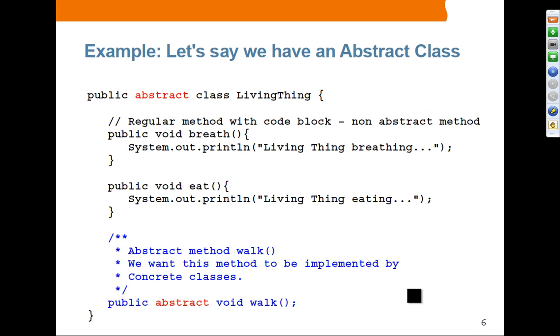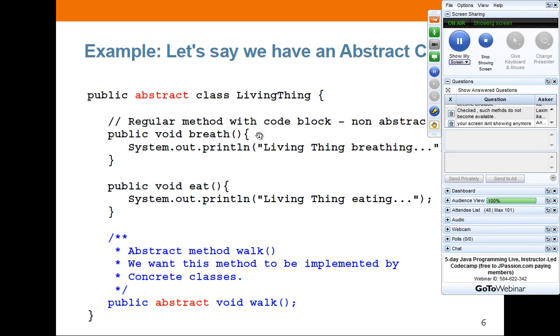So this is the definition of an abstract class. An abstract class has to be declared with the abstract keyword. Like here, public abstract class LivingThing. So when you declare a class as an abstract class using this abstract keyword, you can have two kinds of methods. You can have regular methods. So these are regular methods with a code block.